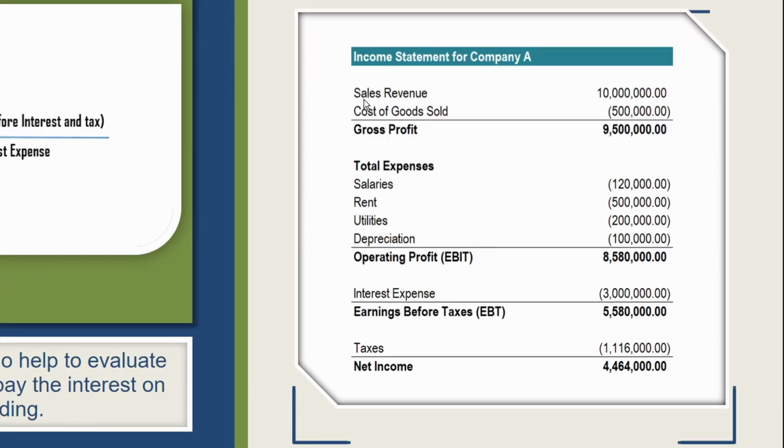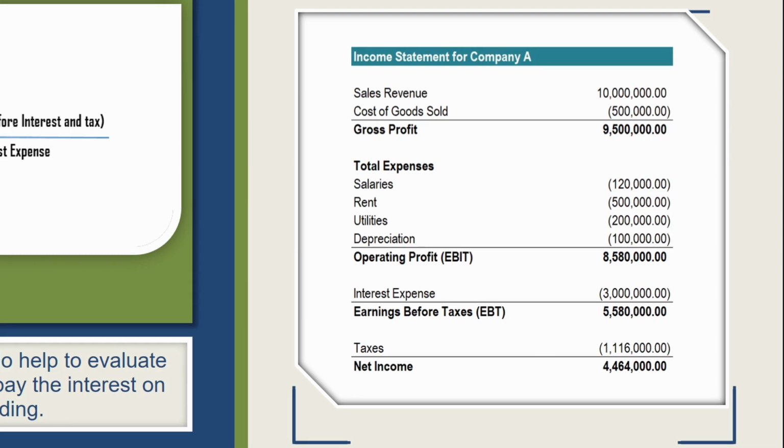On the right side, you can see a sample of a P&L segment. Above, this is the sales revenue, and we subtract the COGS, cost of goods sold. This is our gross profit. After gross profit, we subtract the total expenses. So from total revenue, after subtracting COGS and other expenses, we get the EBIT, earnings before interest and tax, as our numerator. So we take EBIT divided by interest expenses, and we find the interest coverage ratio.